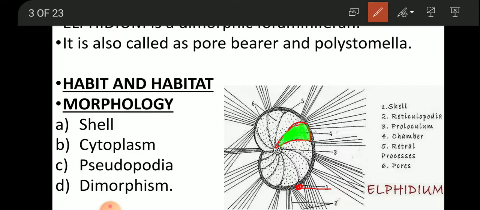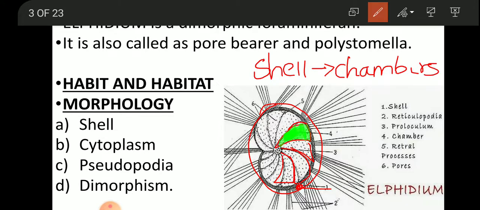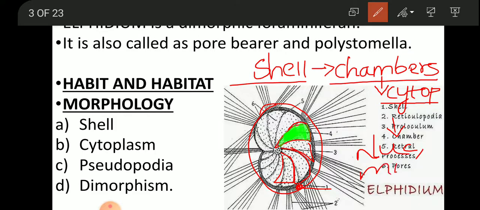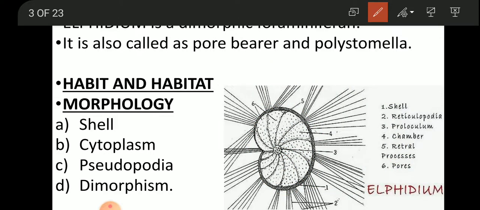These are the chambers. Inside the shell, we see chambers, and inside the chamber, we see cytoplasm. The order is shell, then inside the shell we have chambers, then inside the chambers we have cytoplasm, then inside the cytoplasm we will be having nuclei, mitochondria, food particles, and some xanthosomes which give color to the Elphidium. Let's not go more into this. We'll be discussing the shell, cytoplasm, pseudopodia, and dimorphism briefly.